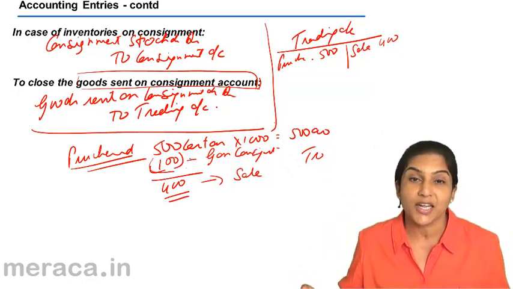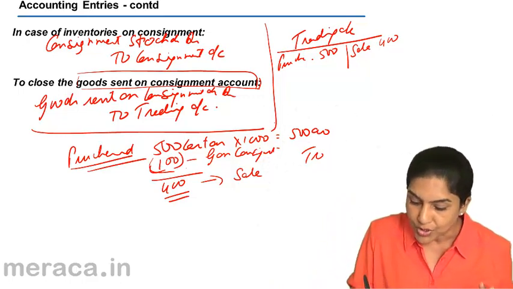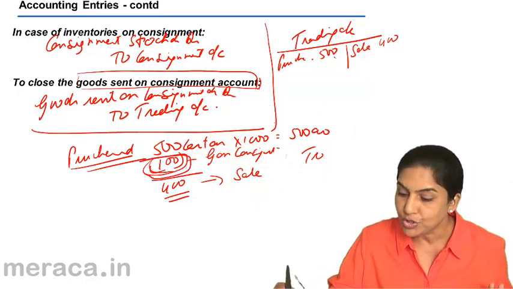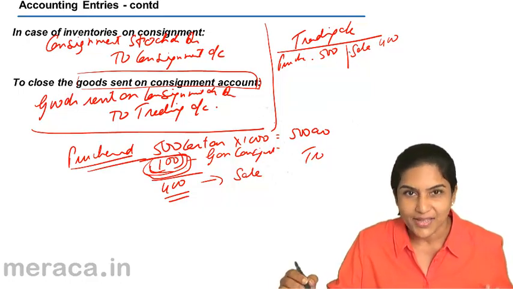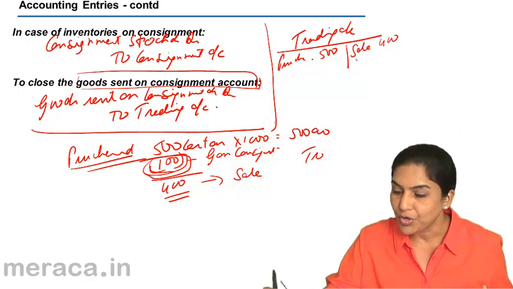And how do you ascertain the profit on those? By preparing the consignment account. So the profit on this has already been ascertained by preparing a consignment account. We cannot show this in purchases. So we either credit purchase or we credit the trading account. So what do we write here?